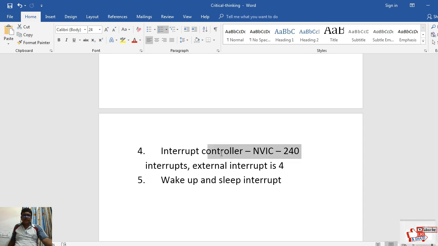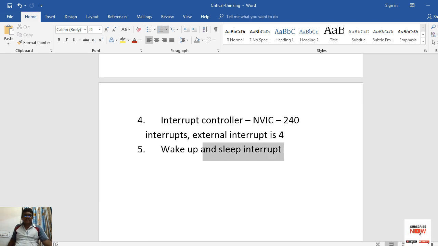So for this video, we have another critical thinking, that is the interrupt controller, the nested vector interrupt controller. It can have nesting of up to 240, and it can handle up to 4 external interrupts, and you can extend these numbers based on our application. The last critical thinking made by the ARM people is wake up and sleep interrupt.